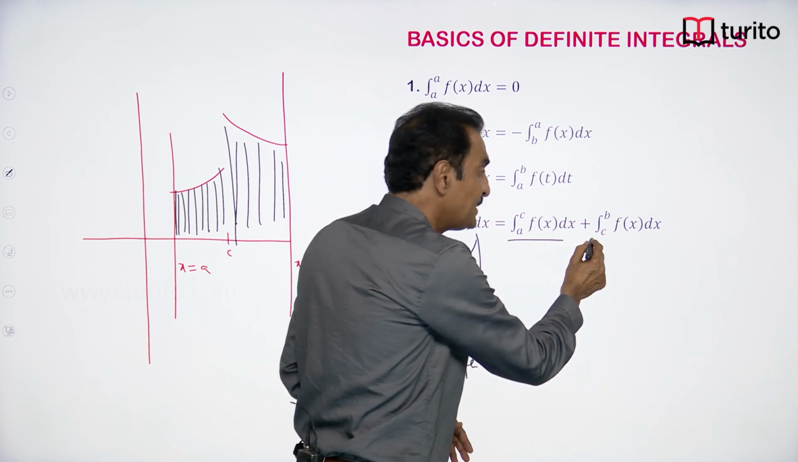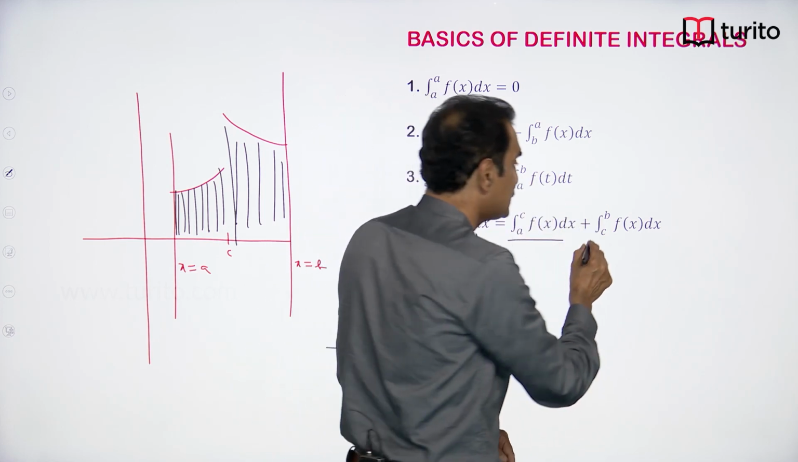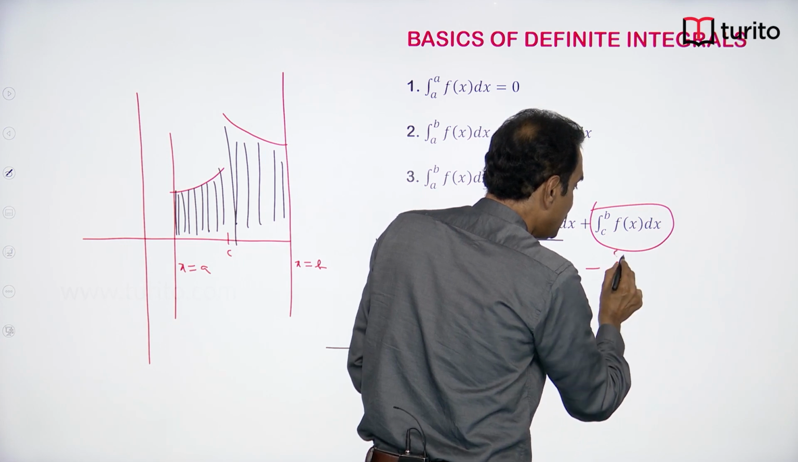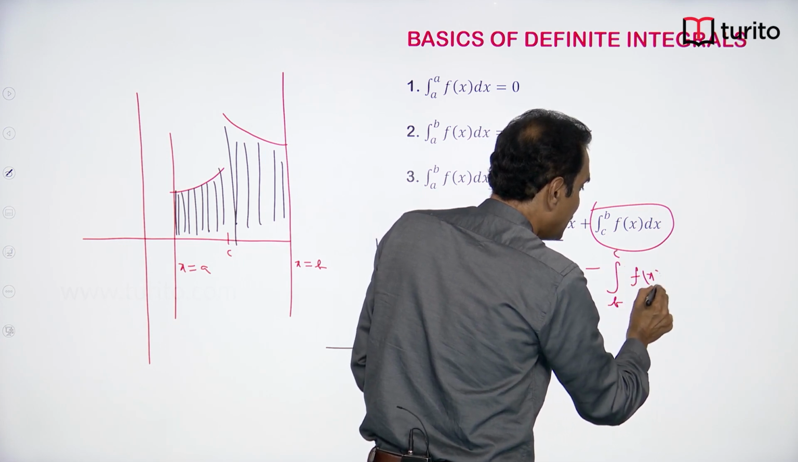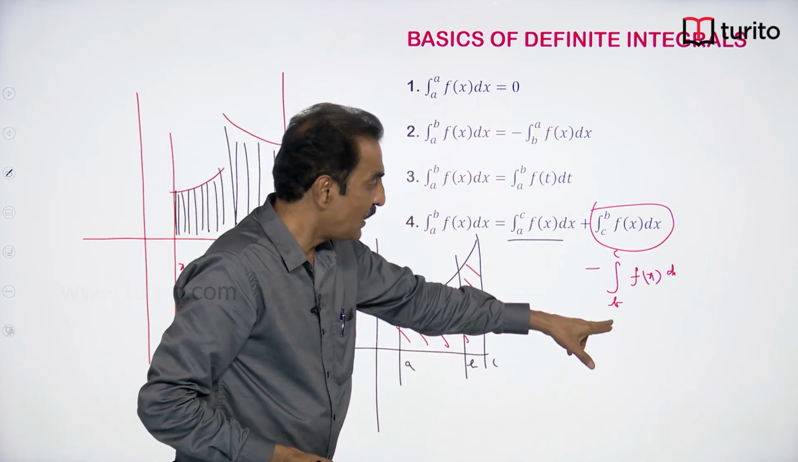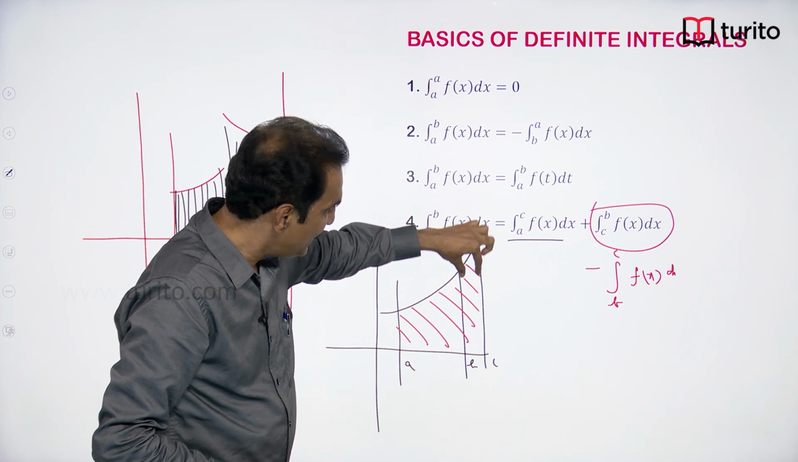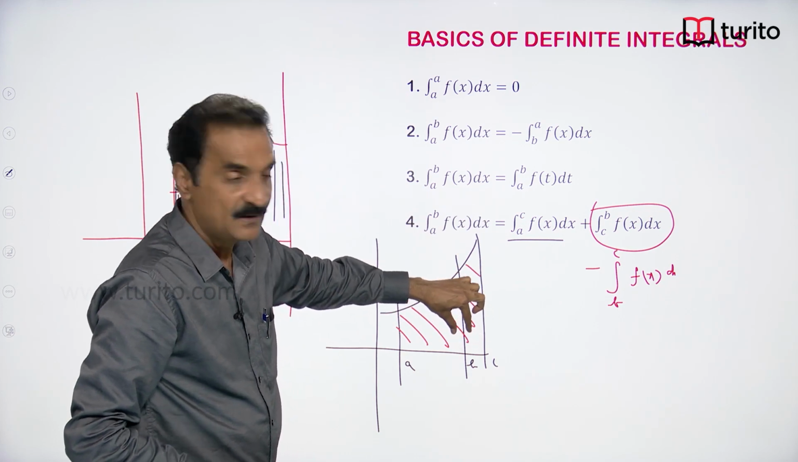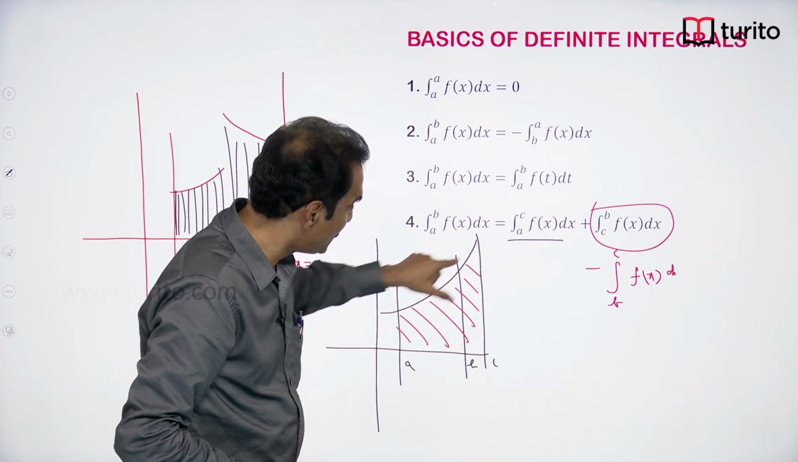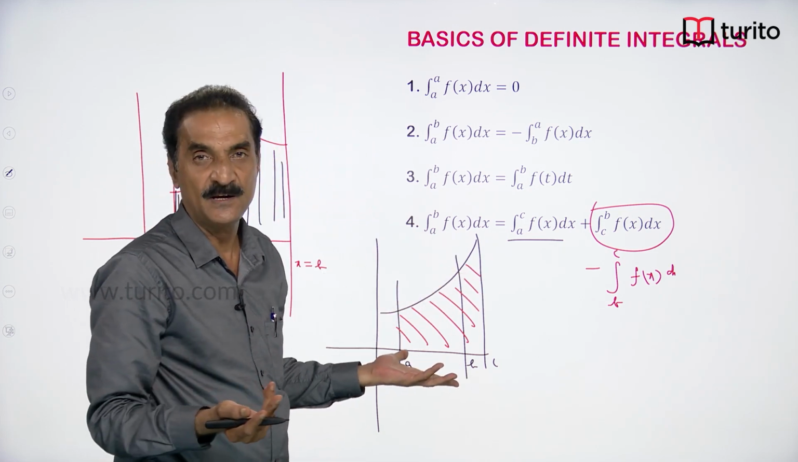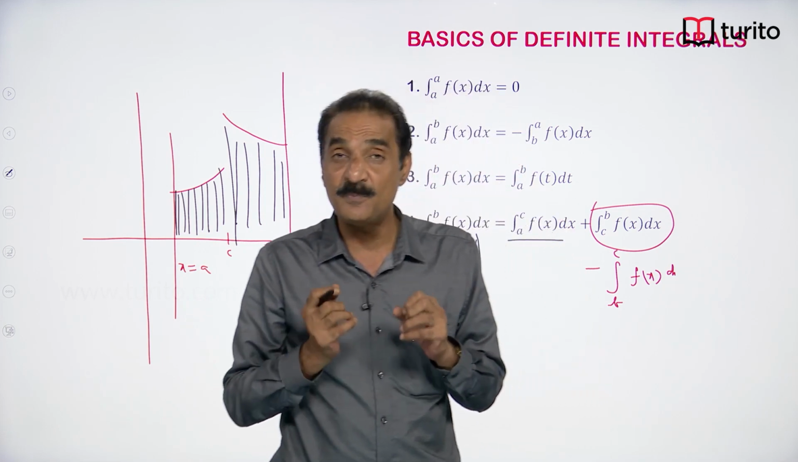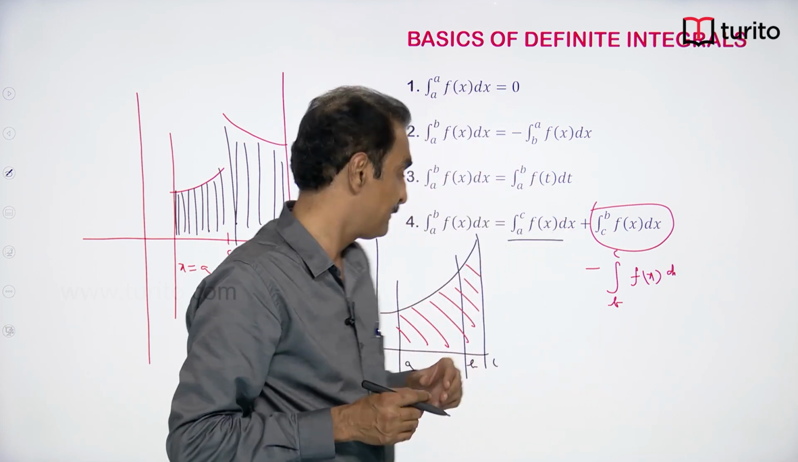You can write integral c to b f of x dx as minus integral b to c f of x dx, is it not, from this property. What is integral b to c f of x dx? It is this area. Then you are subtracting this area from the total area, then you are getting the final area. So this result will be true even if c is not between a and b.